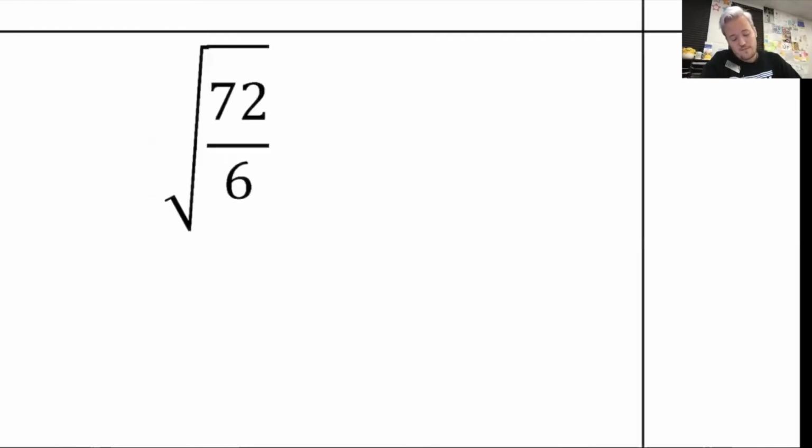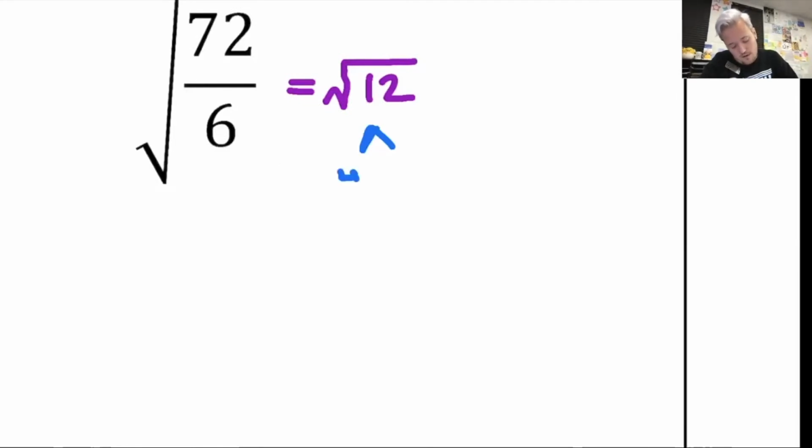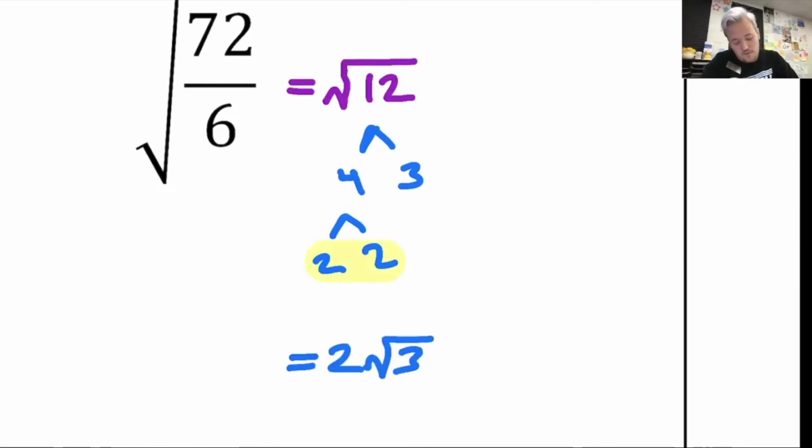All righty. So now over here, same idea. We have the square root of 72 over 6. If you simplify that, 72 divided by 6 is going to give you square root of 12. And then that's what we are going to break down. So 12 breaks down to 4 and 3. And 4 breaks into 2 and 2. We have a pair of 2s, which is literally just 2 root 3.